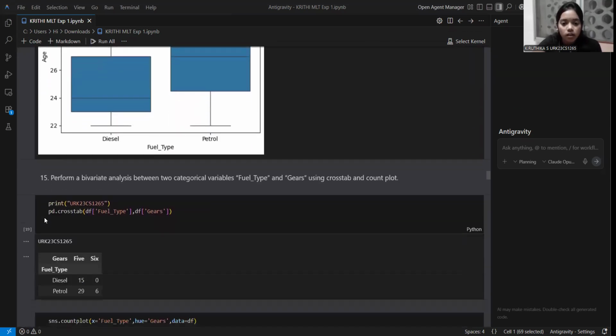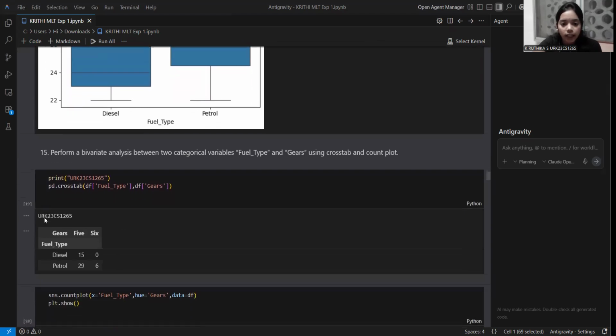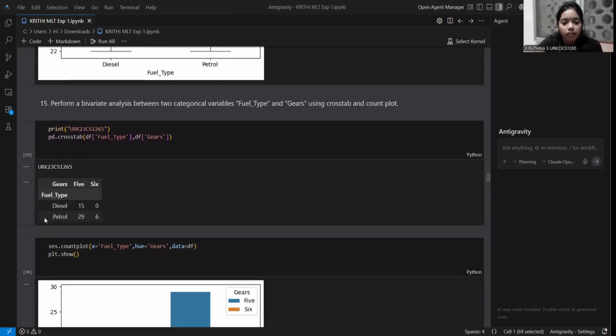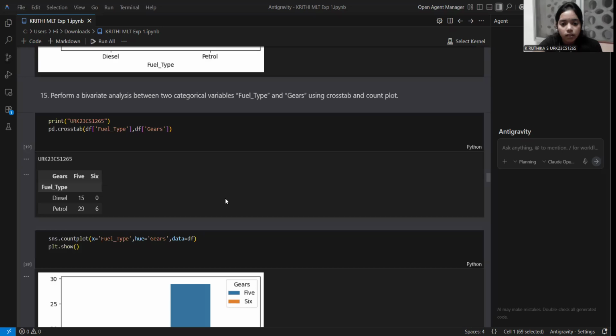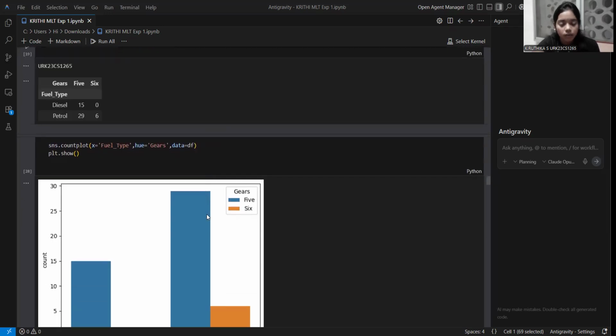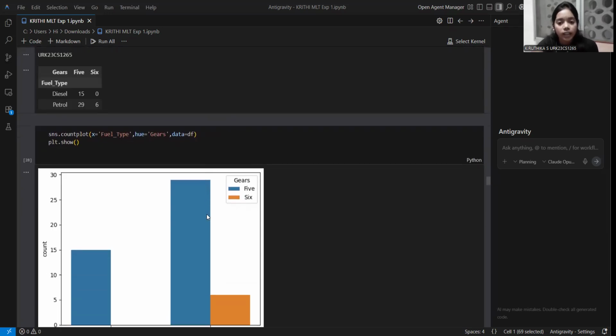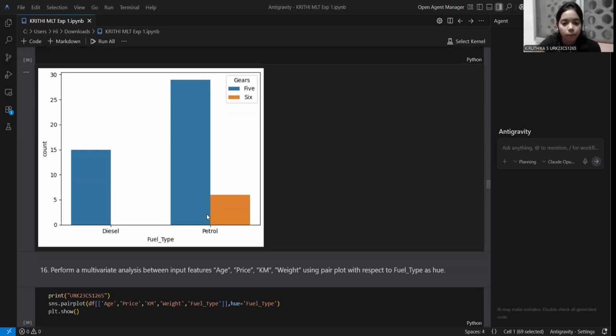And the 15th one is relationship between two categorical variables. Variables include fuel type, gears. Two methods are used. Crosstab shows frequency table. Count plot shows graphical distribution. This helps understand how gear counts vary with fuel type.